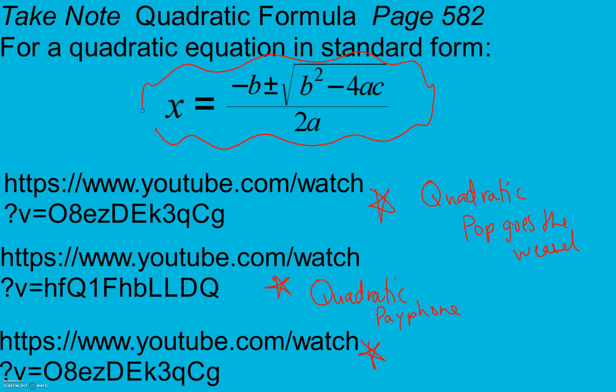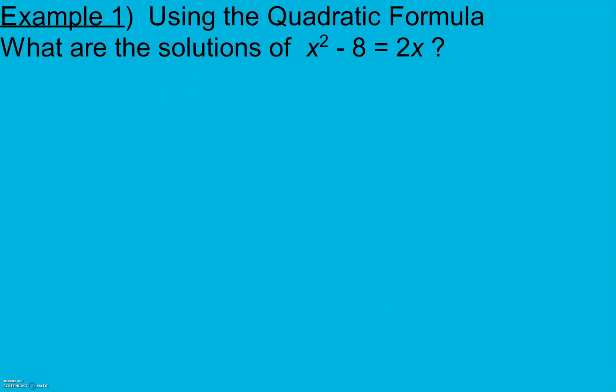The quadratic formula is negative b plus or minus the square root of b squared minus 4ac all over 2a, to stay in your noggin. Pop Goes the Weasel is usually the way that I use. Whenever I use the quadratic formula, I sing the quadratic formula song in my noggin to the tune of Pop Goes the Weasel. So that's how you find those if you're looking for help to memorize the formula.